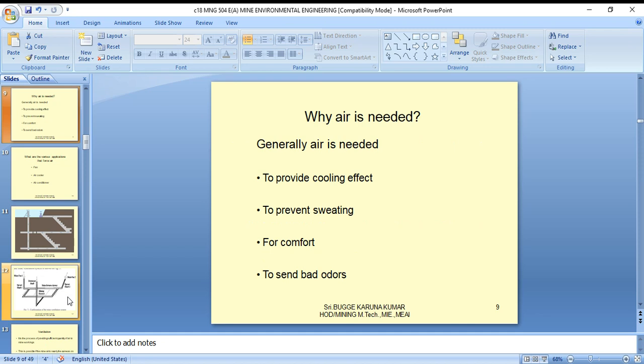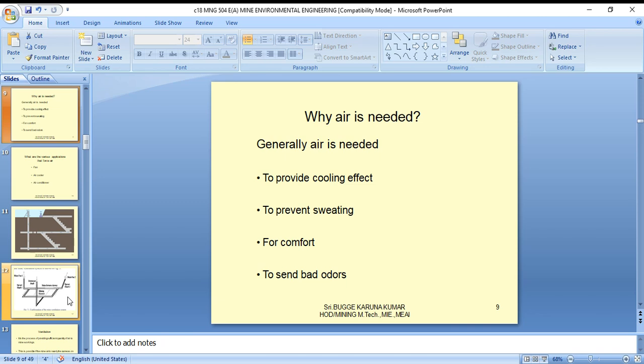Why is air needed? Generally, air is needed to provide a cooling effect, to prevent sweating, for comfort, and to send away bad odors. So these are the basic principles observed here. Number one, to provide a cooling effect.